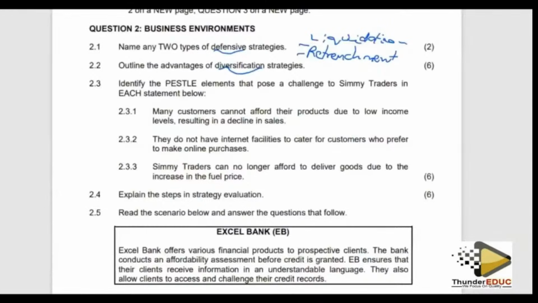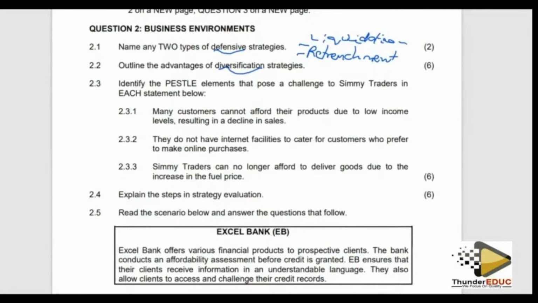The next question, sorry. So now we have 2.3. Identify the PESTLE elements that pose a challenge to semi-traders in each statement below. Guys, if you still remember, this PESTLE is one of the analyses that a business should take into account or pay attention to the moment they want to improve the level of profits that they normally collect on a daily basis, weekly basis, fortnightly, monthly basis, and even yearly.